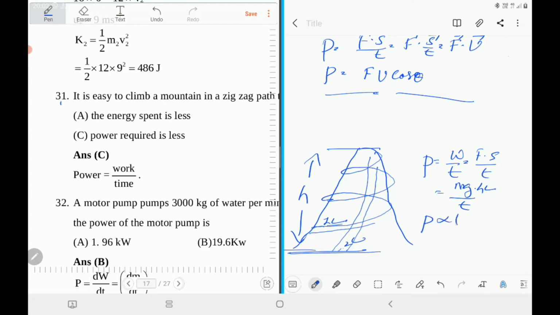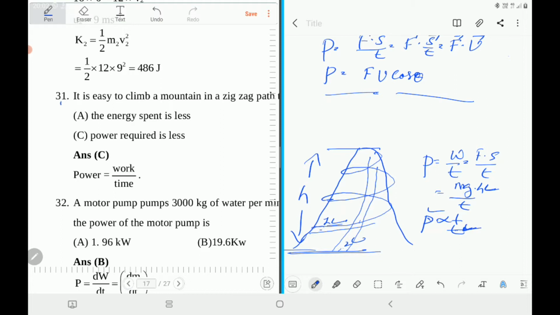Power is inversely proportional to time. If you choose the straight path, you move in lesser time. On the curved path, you require more time. The same work is done over a longer period, so you get strained less. So power is inversely proportional to time. Time is more, power is less. Rate of doing work is less. So it is easier. You feel it is easy to climb up taking more time.